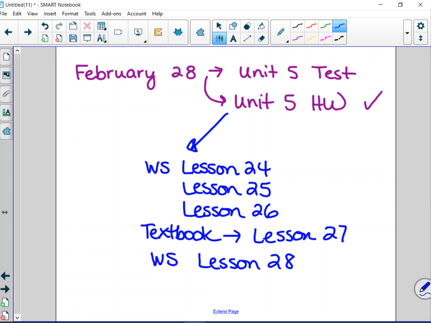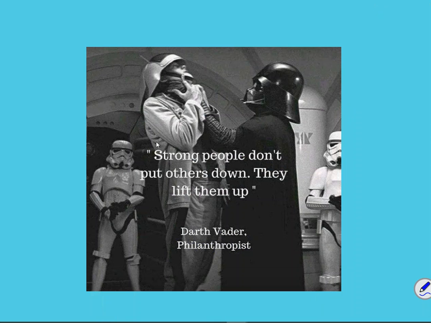Let's take a look at that, because I don't know where our calculator skills are. So let's grab our calculators and let's see what we can do with that problem. Okay.